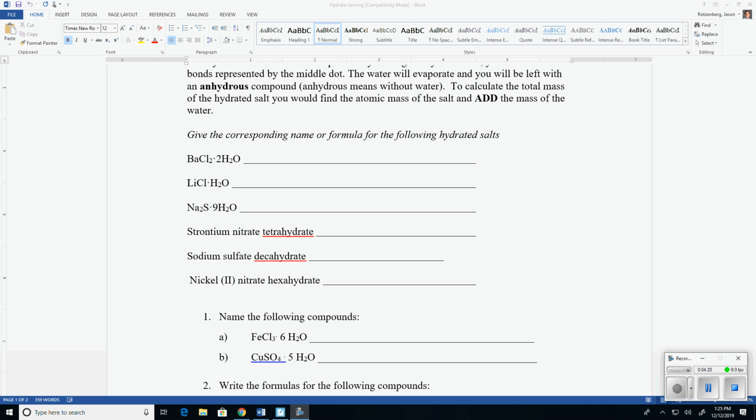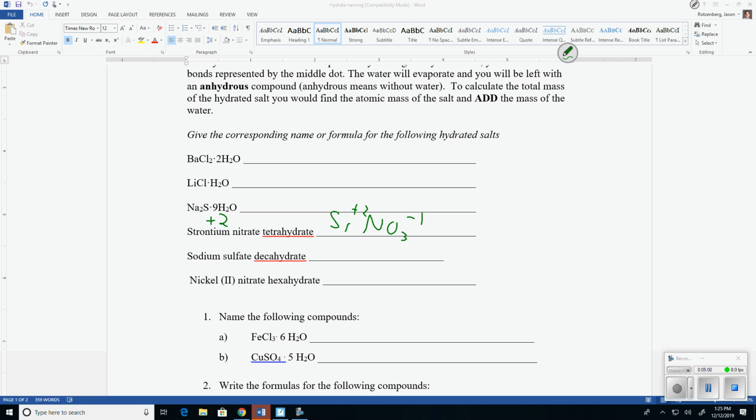Let's look at the next problem. If I give you the name in writing, you should be able to figure out the formula. For example, strontium nitrate tetrahydrate. What I would say to myself is strontium, look at the periodic table, is a +2 charge. Nitrate, well, if it ends in ate or ite, I need to look at my polyatomic ion sheet. Nitrate is NO3 with a -1 charge. So what I would first do is figure out the formula of the strontium nitrate part. Cross and drop, or however we have to do it.